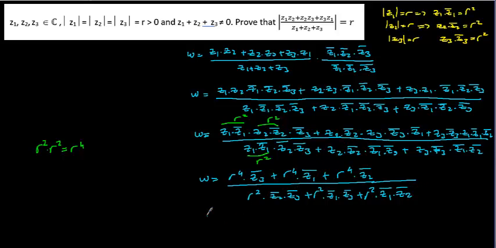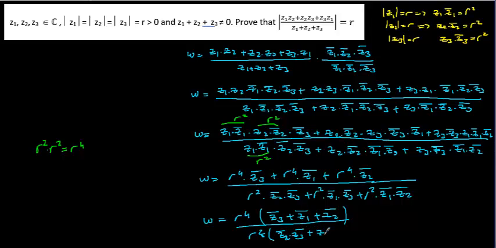If I simplify these expressions, w is equal to r to the power of 4 parentheses Z3 conjugate plus Z1 conjugate plus Z2 conjugate over r squared times Z1, Z2, Z3 conjugates plus Z1, Z3 conjugate, Z1 conjugate times Z3 conjugate, of course, and the last one Z1 conjugate times Z2 conjugate.